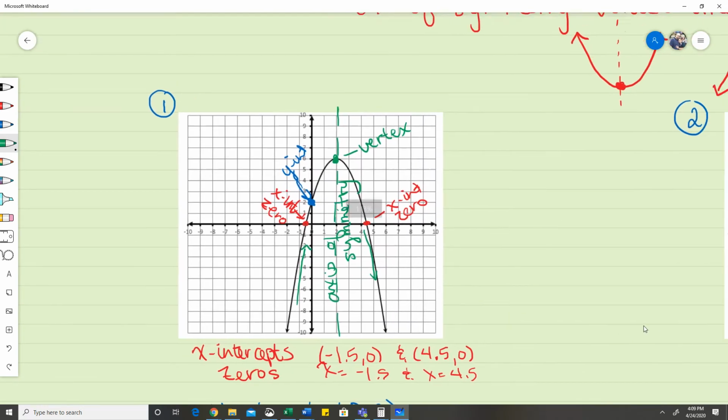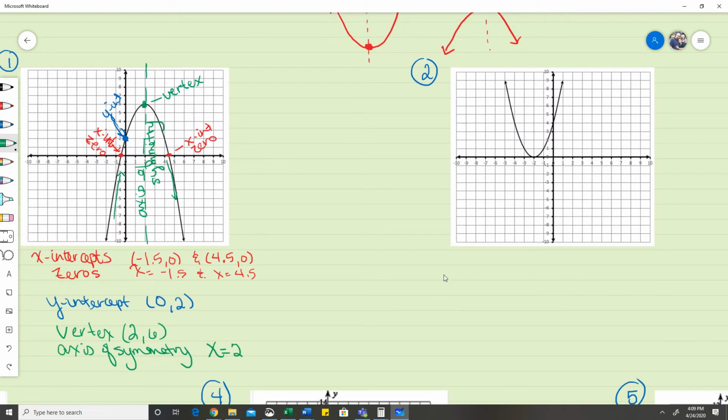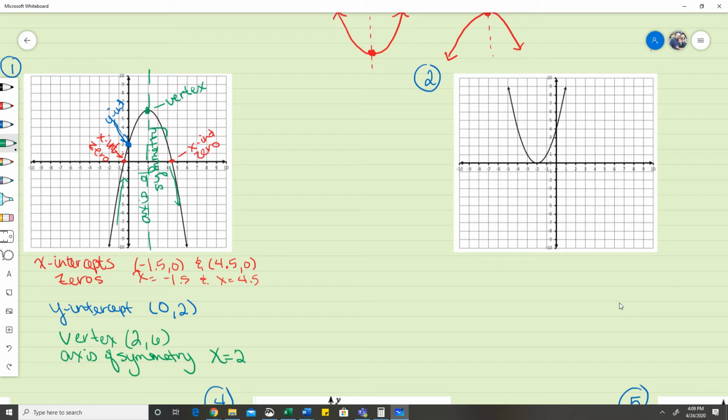Okay. So let's look at graph number 2. Now, graph number 2, one more thing about our vertex here. Our vertex here actually has a maximum. This one has a maximum value at 6. Okay, it is the y value of our vertex. Okay. And that is because it's the highest point on our vertex.